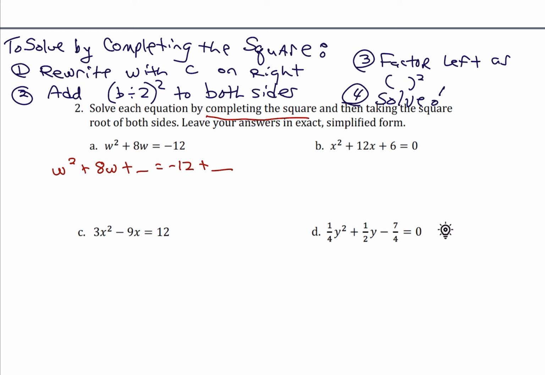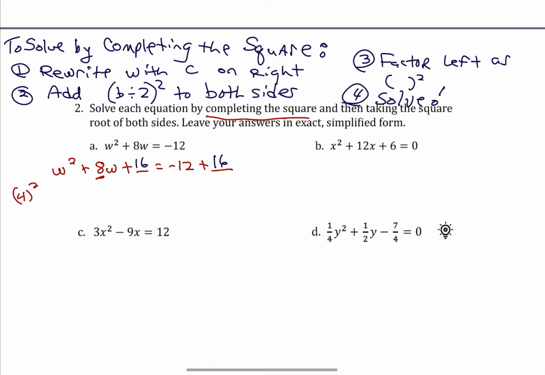So now we have that on the right, and we have everything else written really well. So step 2, we're going to take half of B. B is 8. So half of that is 4. So half of B is 4, and 4 squared gives us 16. That's the magical number that we add into both of our spaces.